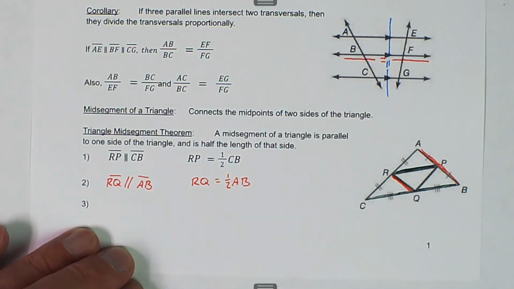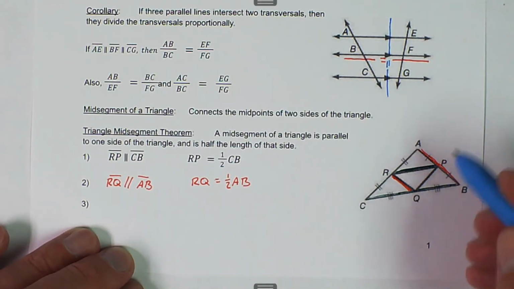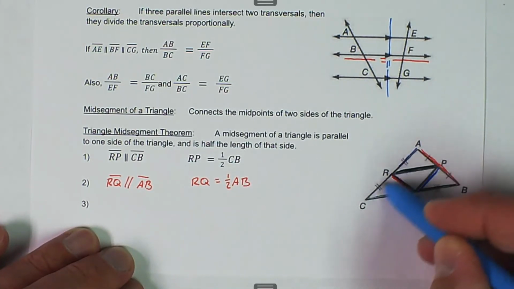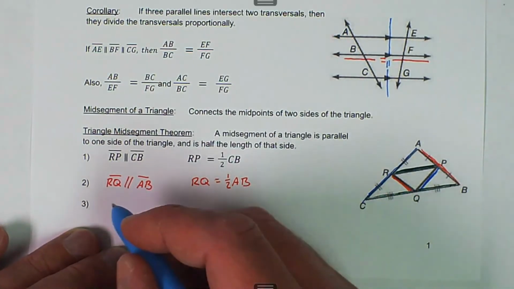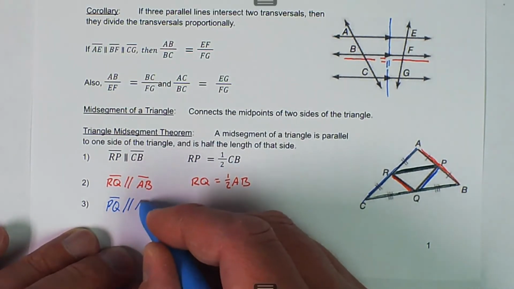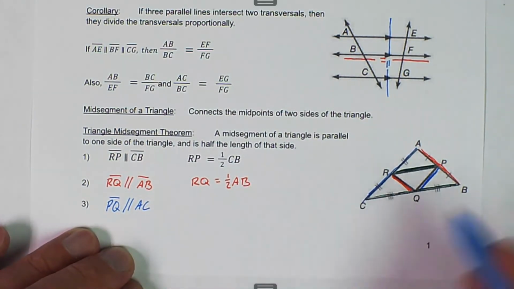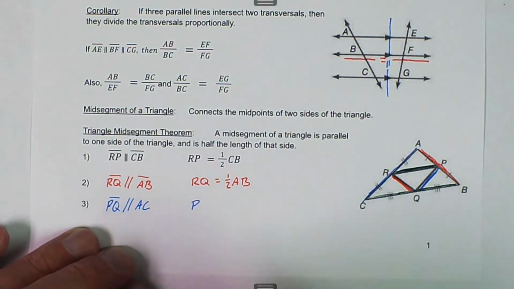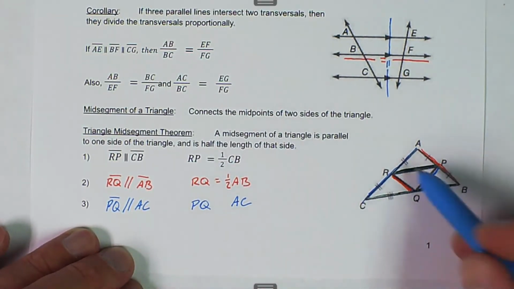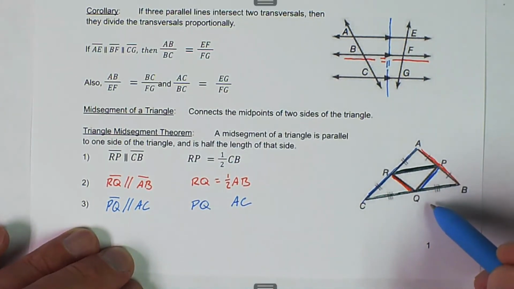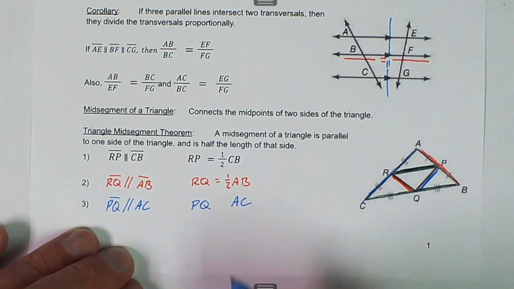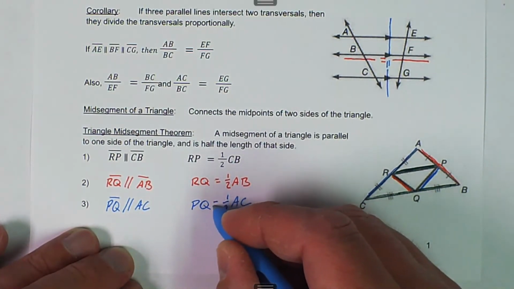And we have one more to look at. We have PQ, which is right here, and AC. And those are parallel. So PQ is parallel to AC. And the two distances that we're talking about are distance PQ and AC. Which one is bigger? Well, AC is bigger. So AC has to be cut in half in order to make sure that it's equal to PQ.